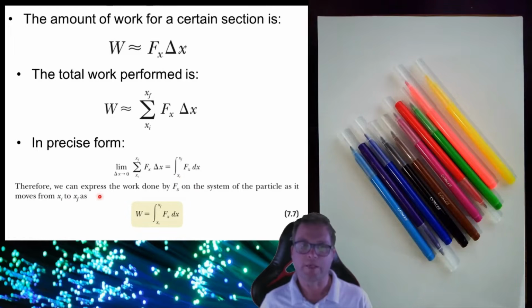So therefore we can express the work done by f of x on the system of particles as it moves from xi to xf as: the work is equal to, we read this as, the integral from xi to xf of f of x dx. So it's the integral of the force over the domain from xi to xf with respect to dx.